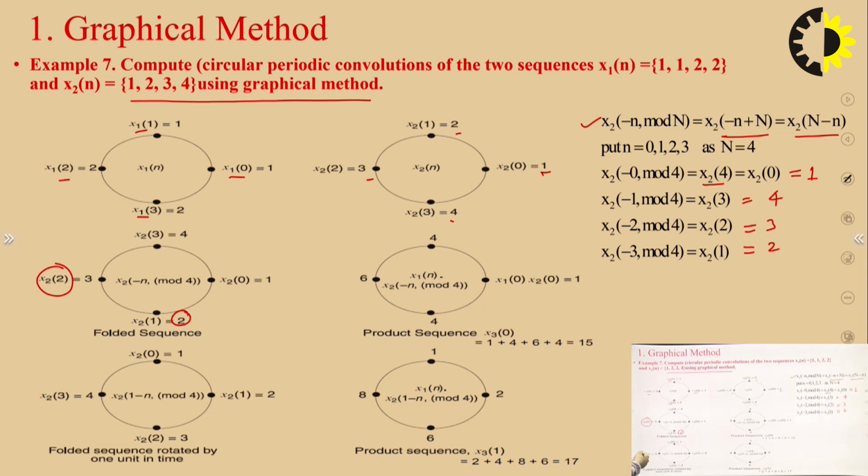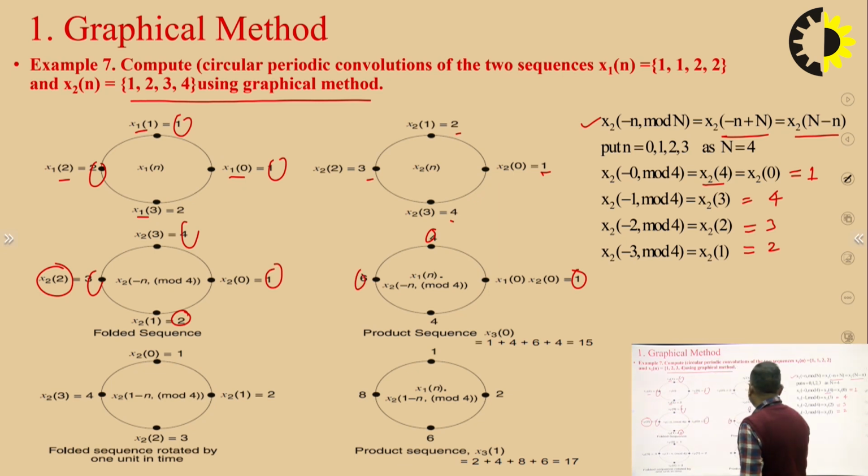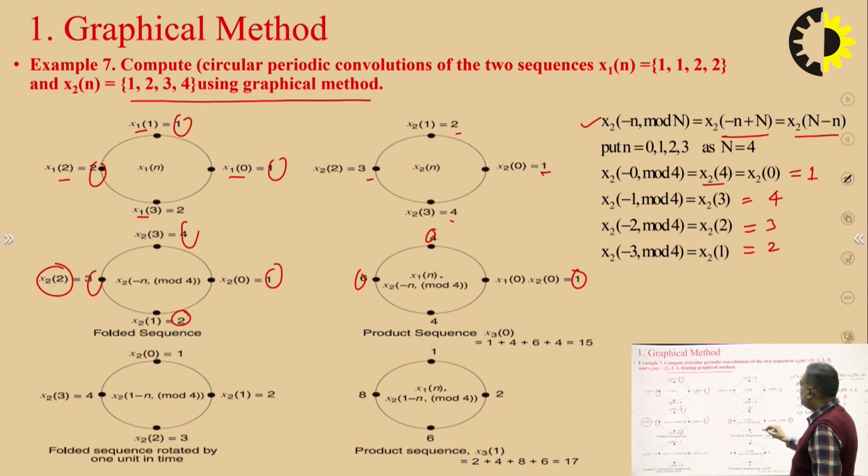Because at n equals 0 there is no shifting required, we will simply multiply the corresponding elements and then add them up. So here is the multiplication of x1[n] into x2[(-n) mod 4]. You can see we will multiply the corresponding elements. This value is 1, and here 1 and 4 will become 4, and then 2 and 3 will become 6, and then 2 and 2 will become 4. This is how we obtain the multiplication of the corresponding elements.